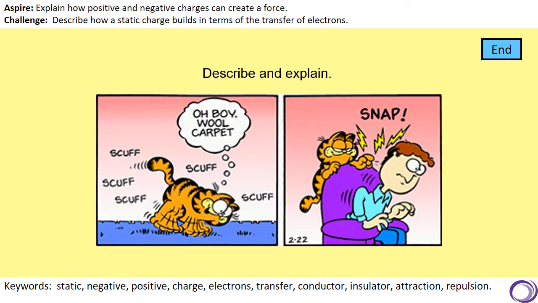If you decide to say that Garfield has lost electrons, he'll get a positive charge. When Garfield goes onto the chair, because he's positive, electrons will jump to him from the ground. You still get a spark, it's just electrons that are travelling in the opposite direction.